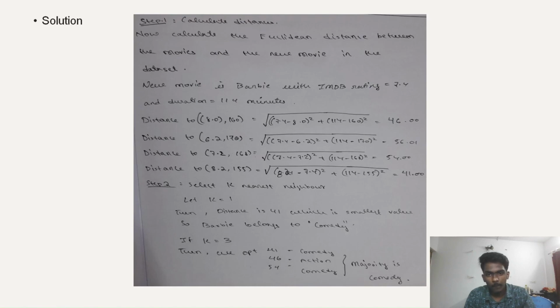Now, let k be equal to 1. We have to select k on our own. If k is equal to 1, the smallest value is 41. Then our Barbie movie belongs to Oh My God 2, that is the comedy genre. If k is equal to 3, there are three possibilities, that is 46, 54 and 41. Here 41 and 54 belong to the comedy genre and 46 belongs to action. So here the maximum occurrences are comedy, so our Barbie movie belongs to the comedy genre.